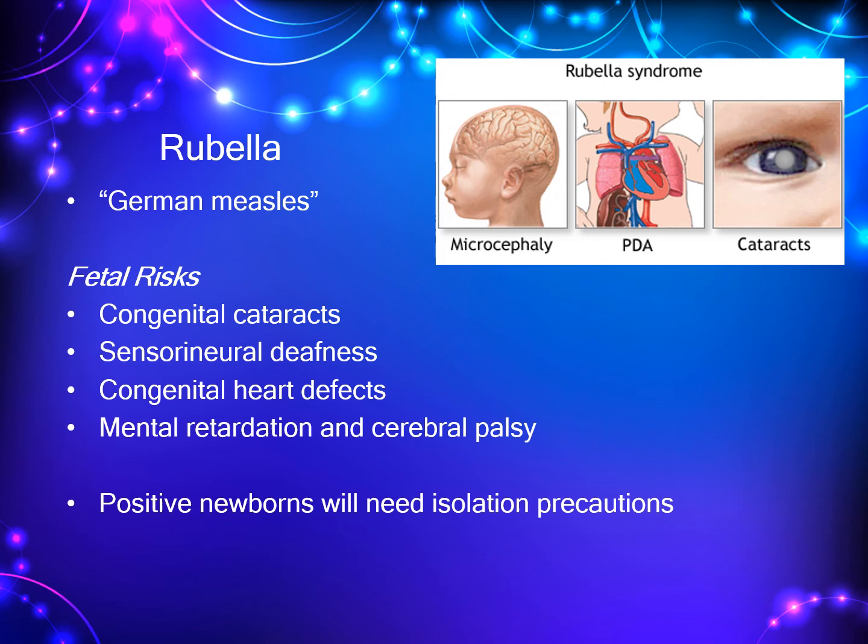Next is rubella, or the German measles. Fetal risks include congenital cataracts, sensorineural deafness, congenital heart defects like a patent ductus arteriosus, mental retardation and cerebral palsy, and your positive newborns will need isolation precautions because this newborn is infectious. It will have an elevated rubella IgM antibody titer at birth.